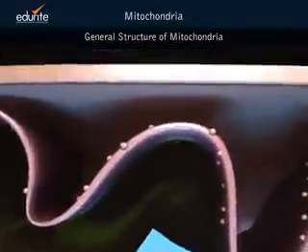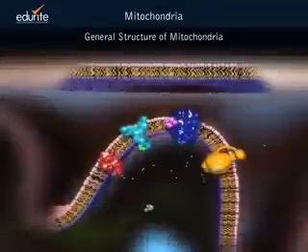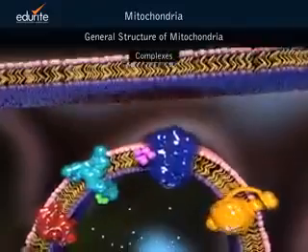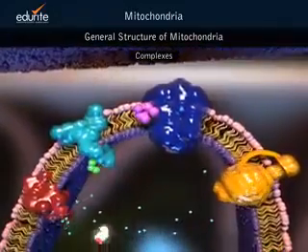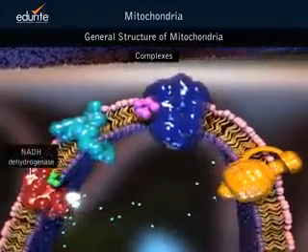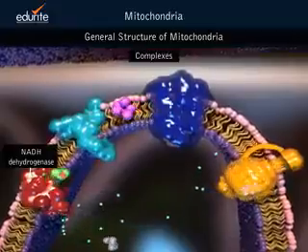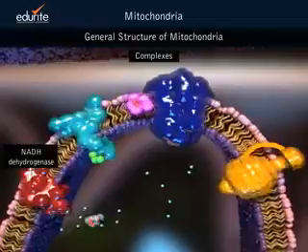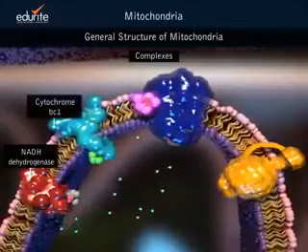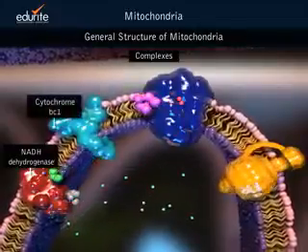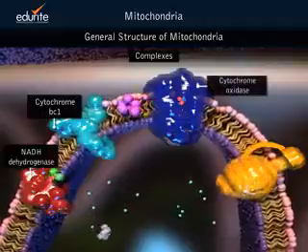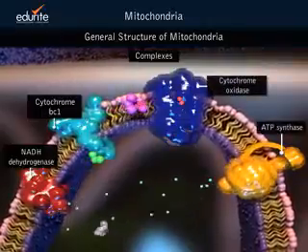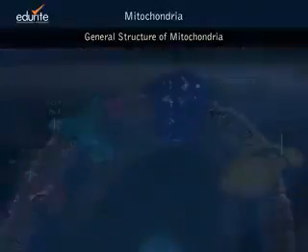Crista are studded with many proteins that are involved in the electron transport chain and ATP synthesis. The most important ones being complex 1, NADH dehydrogenase, complex 2, succinate dehydrogenase, complex 3, cytochrome BC1 complex, complex 4, cytochrome oxidase, and F0F1 portion of the ATP synthase enzyme protein.